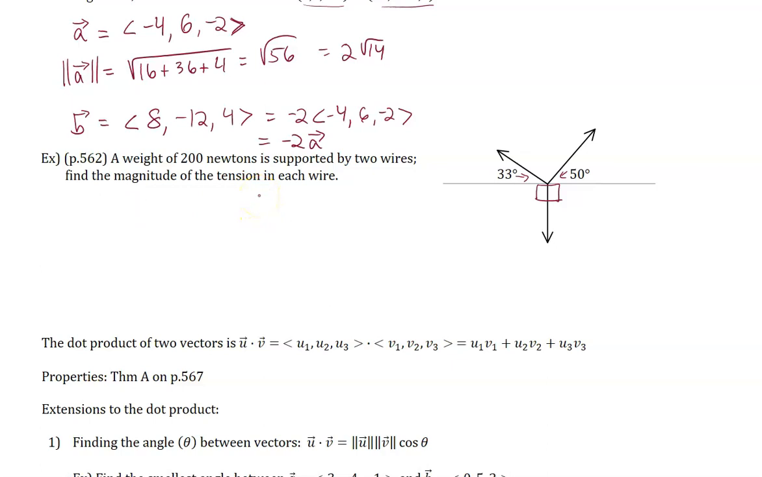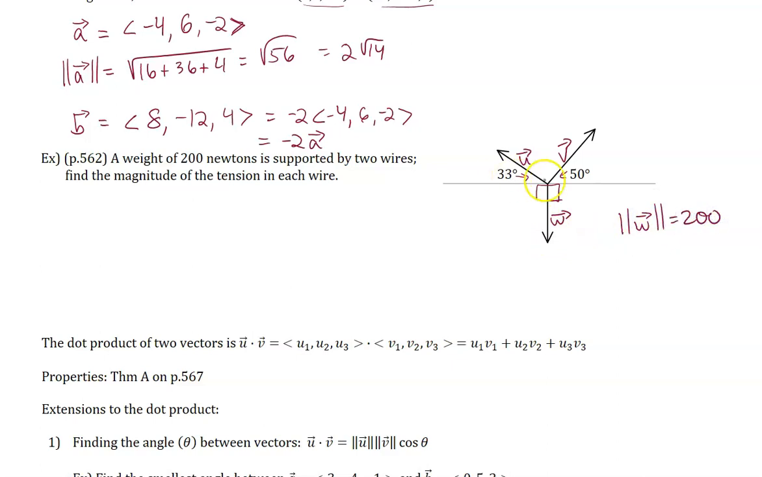There are some extra physics vocab terms here, but really what we should just be thinking about is solving right triangle trigonometry, like basic SOHCAHTOA stuff, okay? But we're using vectors to represent the wires and the forces, okay? So what I'm going to do is label these three vectors. This wire I'm going to call U, this one I'm going to call V, and this one I'm going to call W. And we do know that the magnitude of the force pulling down, so the magnitude of W, is 200 newtons, okay?